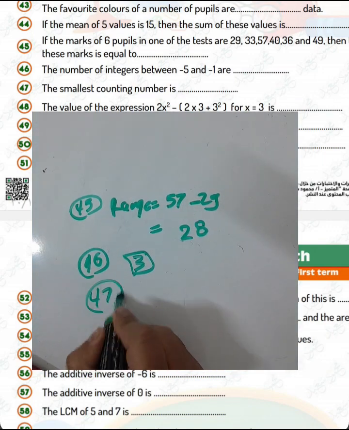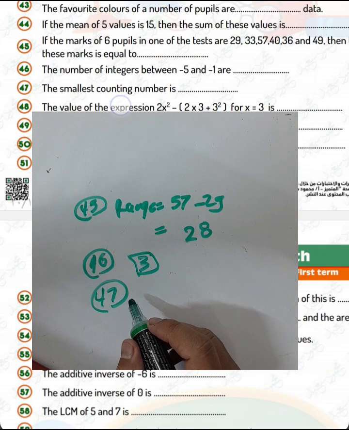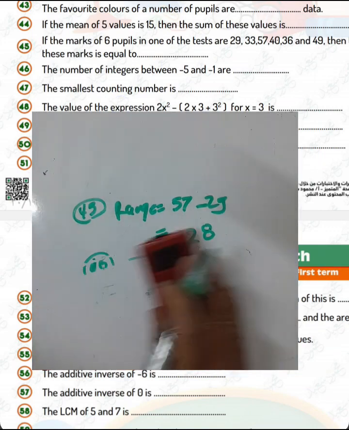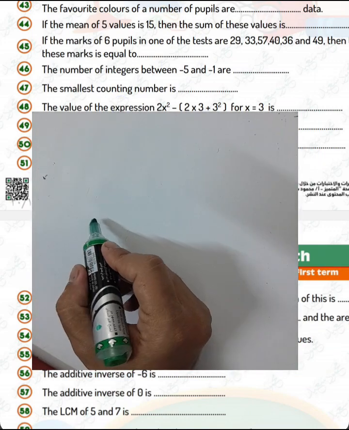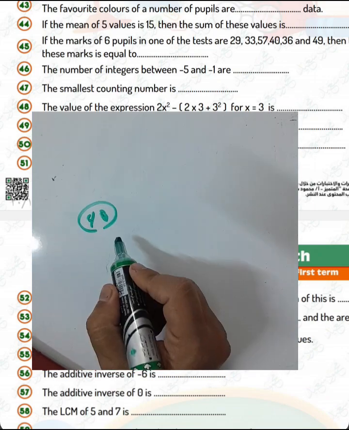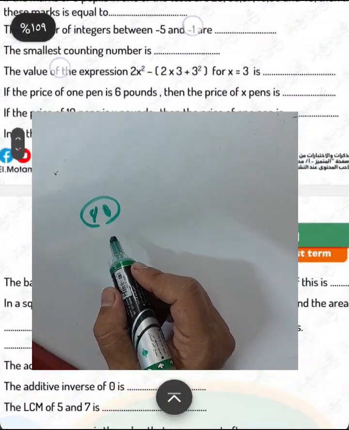Question 47. The smallest counting number is 1. 1 is the smallest counting number. Question 48. We have the order of operations. Find the value of this expression.